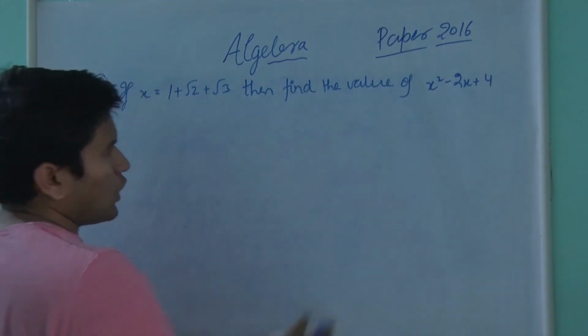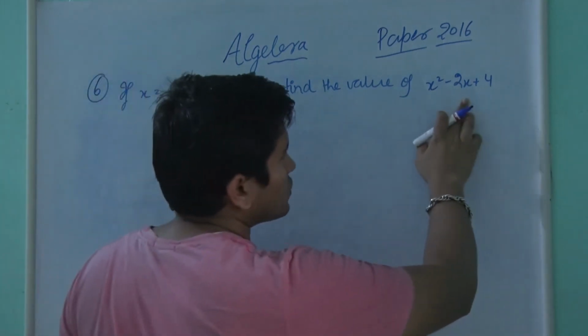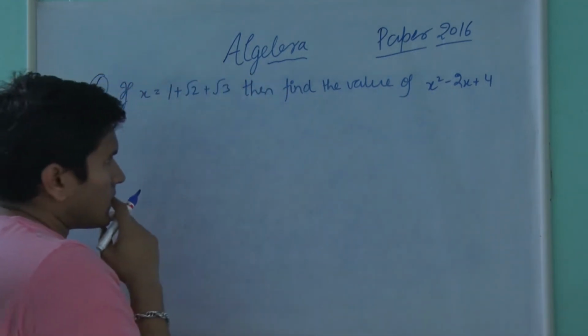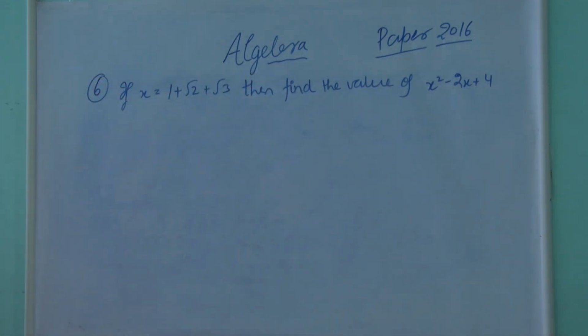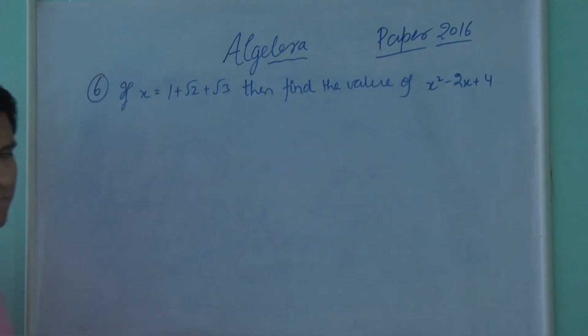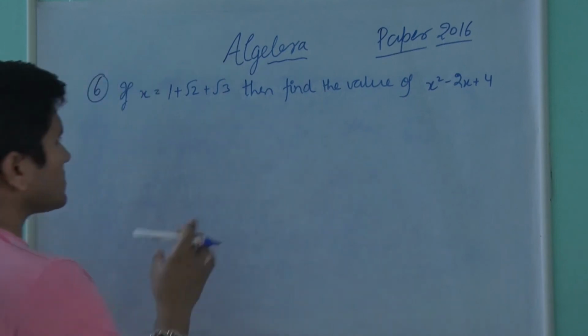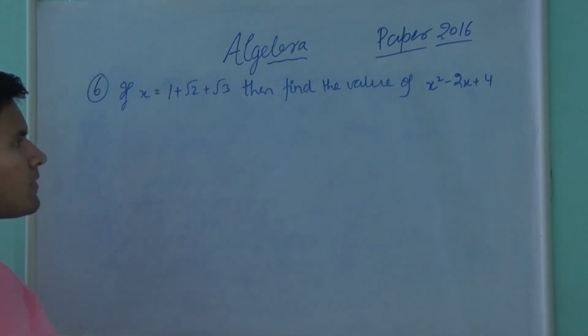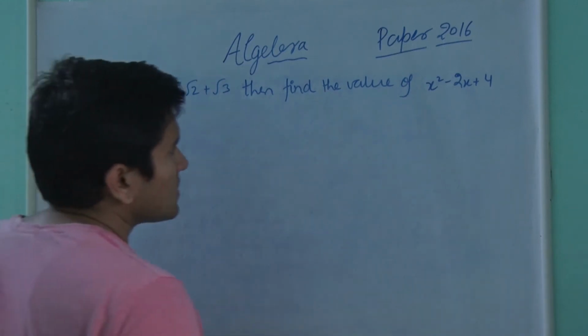Then we have to find the value of x square minus 2x plus 4. So think about this, how you can make it easier. By putting the value of x directly, the question becomes very heavy, or you will not get the answer by just putting the value of x. It will become larger.